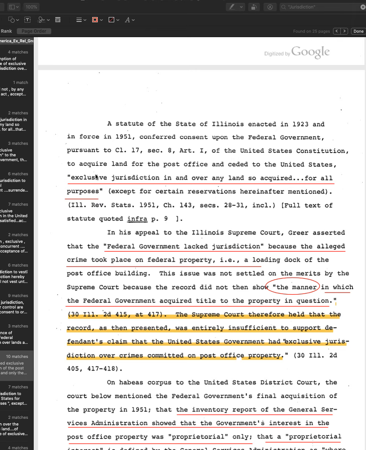Of the United States Constitution, to acquire land for the post office and ceded to the United States exclusive jurisdiction over any land so acquired for all purposes. That's not true. It's not for all purposes, because the Constitution says it's for forts, arsenals, and such buildings, and those buildings come under the definition of defense with a C, not defense with an S, the way they portray it now. It's two different words.